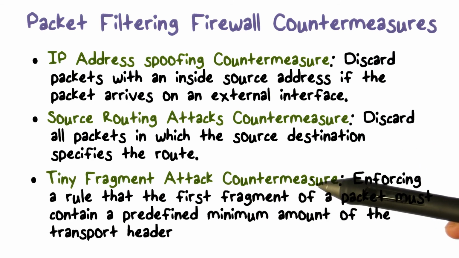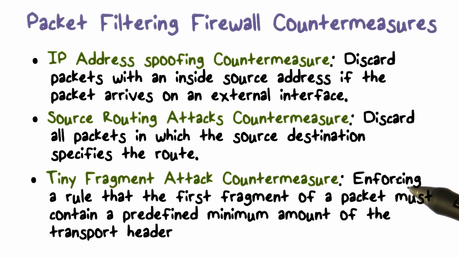Another attack is a tiny fragment attack. Here, the attacker uses the IP fragmentation option to create extremely small fragments and forces the TCP header information into separate packet fragments. This attack is designed to circumvent filtering rules that depend on TCP header information.